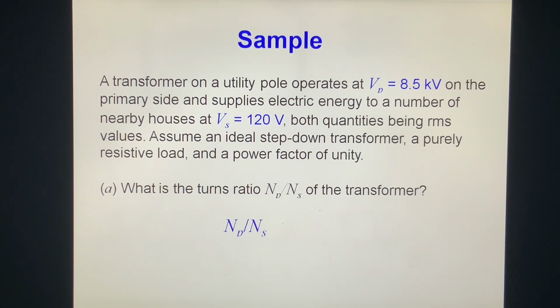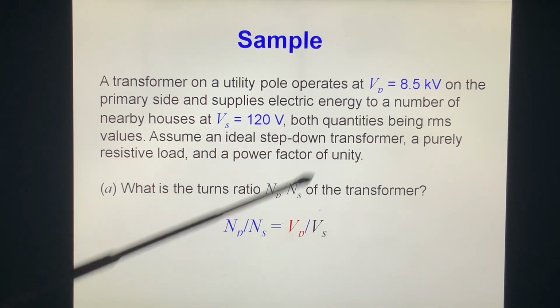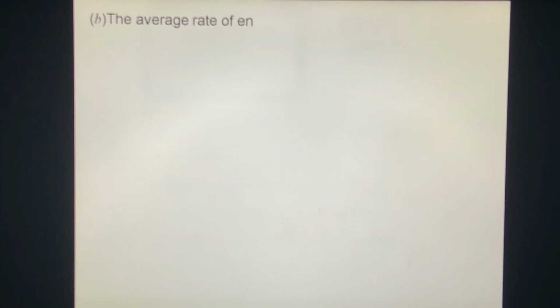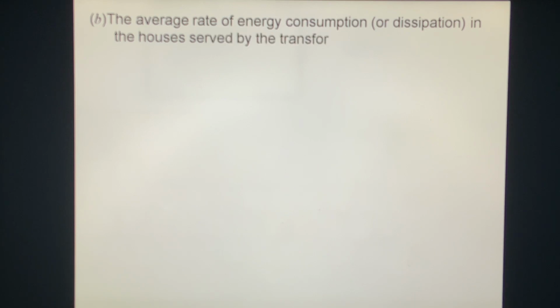We know Np over Ns is proportional to Vp over Vs. We know Vp is 8.5 kilovolts. We know Vs is 120 volts. So the ratio is easy to find out. Okay, 71. Question B. The average rate of energy consumption or dissipation in the houses served by the transformer is 78 kilowatts. What are the root mean square currents in the primary and the secondary of the transformer?